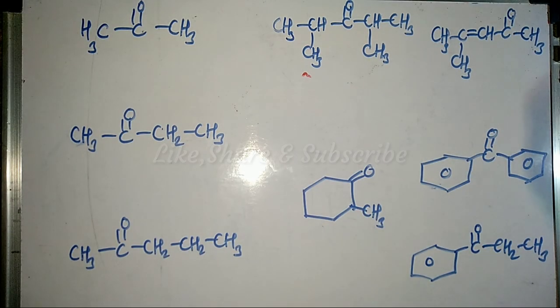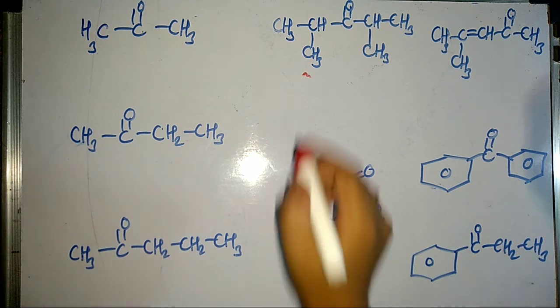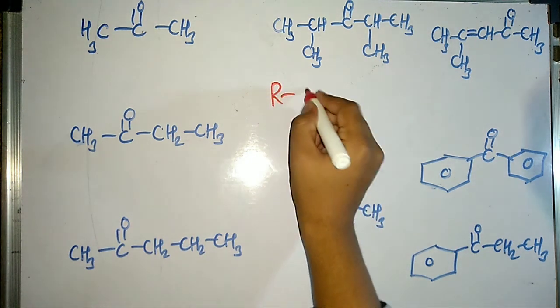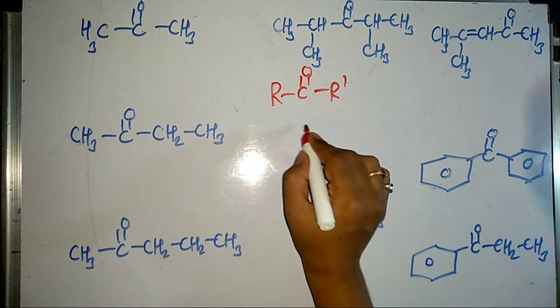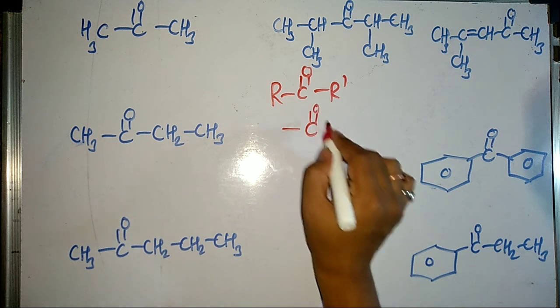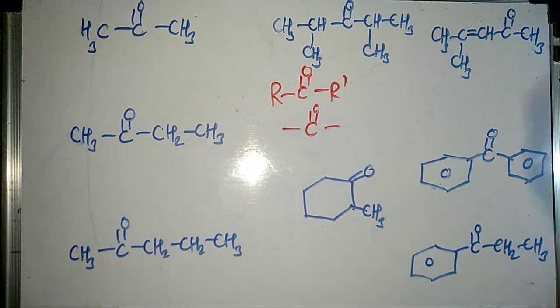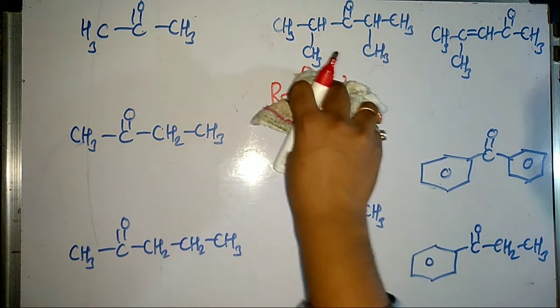Hello students, today we'll see the nomenclature of ketones. So first of all, what are ketones? Ketones are organic compounds which are represented by R-C(=O)-R', and which have -C(=O)- as a functional group. Now we are going to see the common and IUPAC names of the ketones.